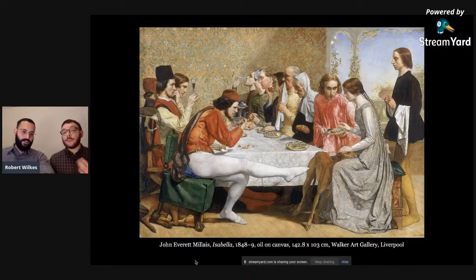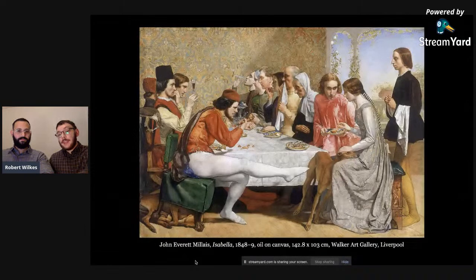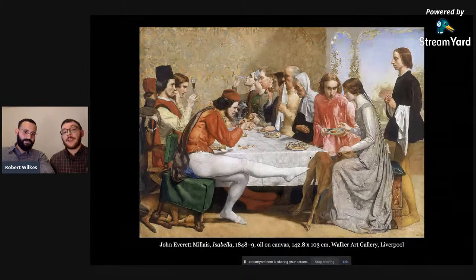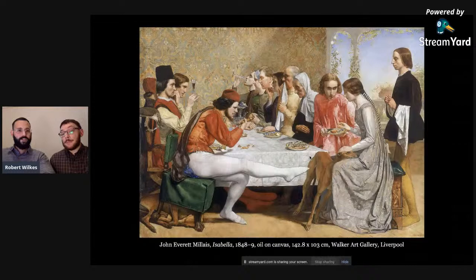And the story, briefly summarized, tells of Lorenzo and Isabella, who are the figures seated on the edge of the table here, in red and silver. They're in love, but Isabella's brothers, who are sitting opposite, don't approve of their union. The brothers actually have Lorenzo killed. They murder him.